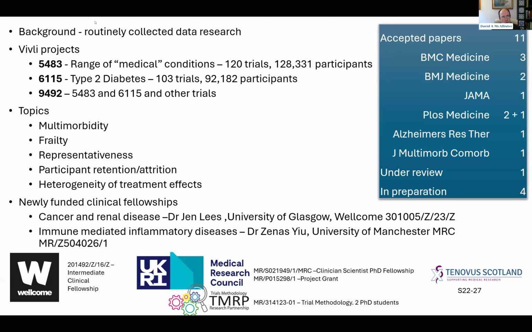But there are differences. So we've had a number of publications, some general medical, some specialty publications, and really we've got three main Vivli projects that we've worked on. We had one with 120 trials across a range of conditions, such as chronic obstructive pulmonary disease, psoriasis, and so on. We have had a project based mainly around type 2 diabetes trials, novel anti-diabetics, about 103 trials, 92,000 participants. And then our more recent repository combines both of those.